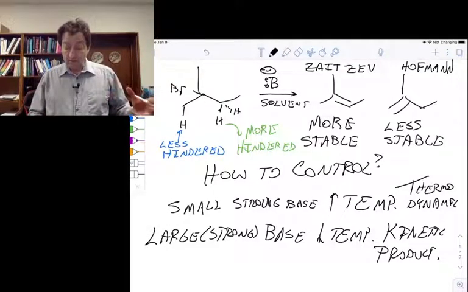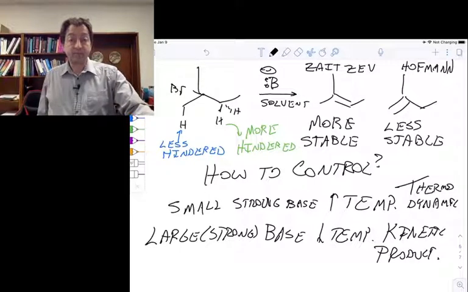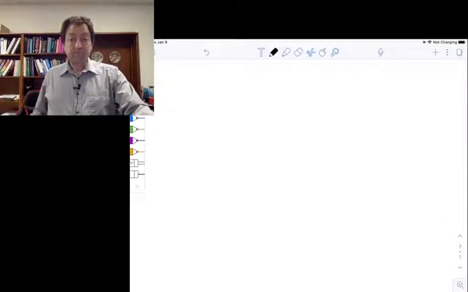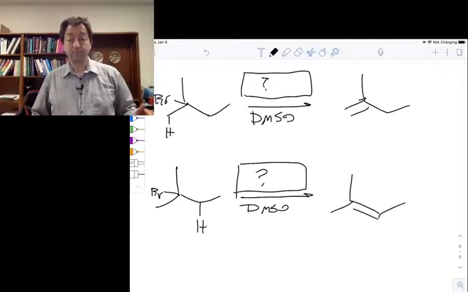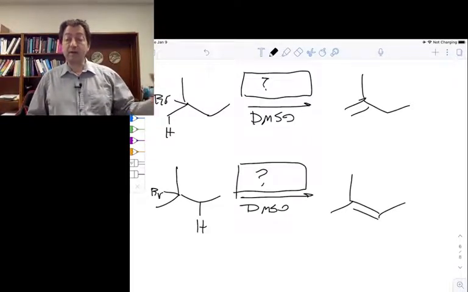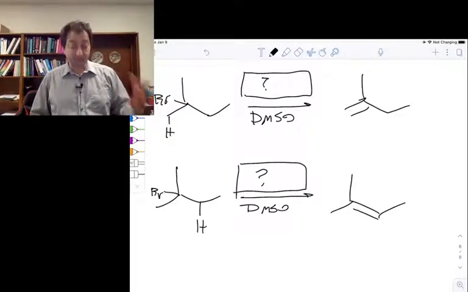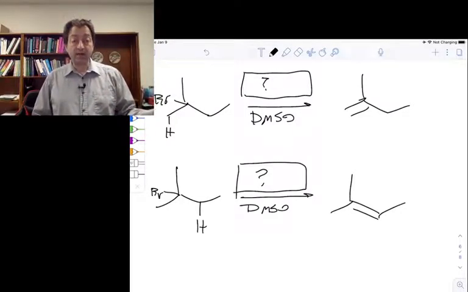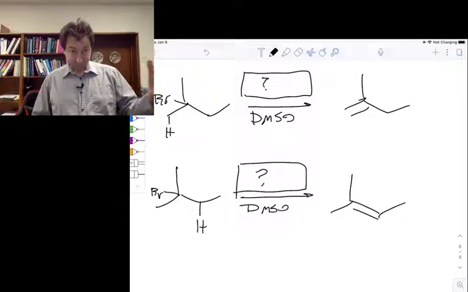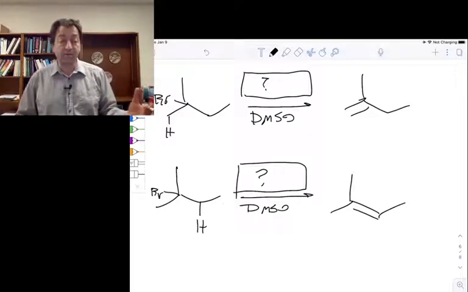Well, what kind of bases do we use? How do we control the outcome of this reaction? Let's take a look at that. Okay, so what we have here are a couple of example reactions where we might want to control the outcome. We've got identical substrates. We've just highlighted different protons on the two identical substrates. And we're wondering, how do we control the outcome of this reaction?